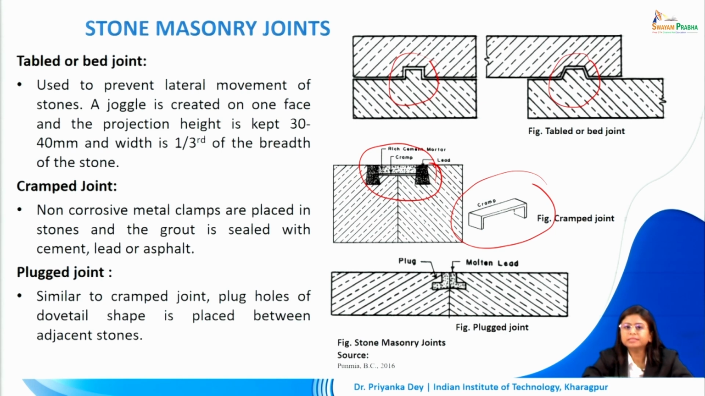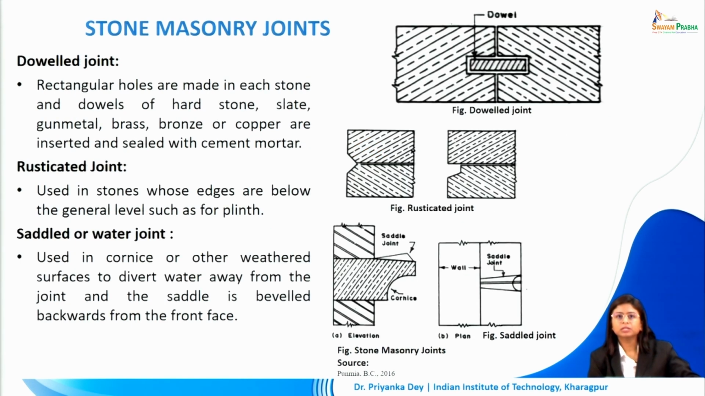The plug joint is similar to the cramp joint, but here the plug holes of dovetail shape are used instead of the non-corrosive metal clamps. So we are using some sort of a dovetail shaped plug to hold the adjacent stones together. So these are the different types of joints we are studying.